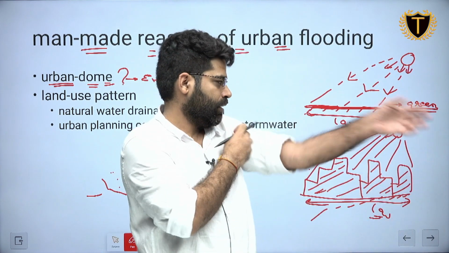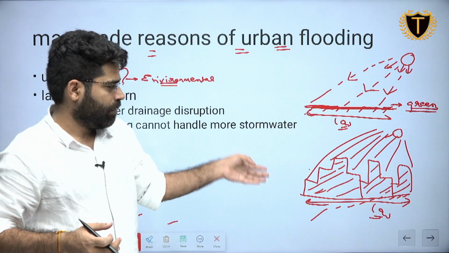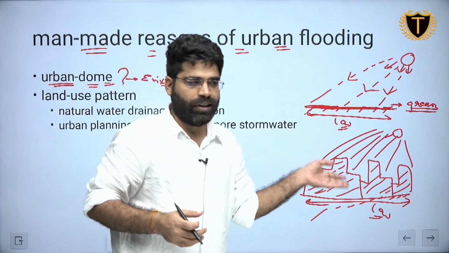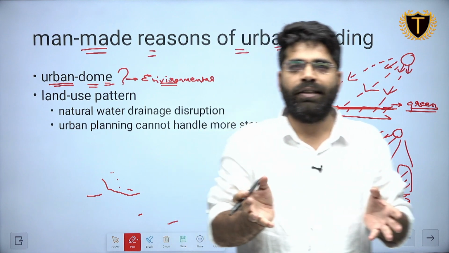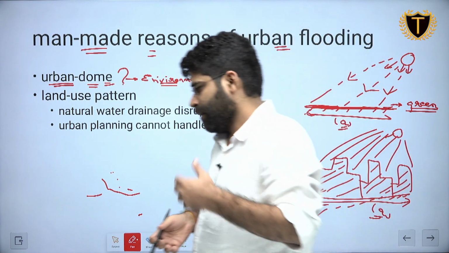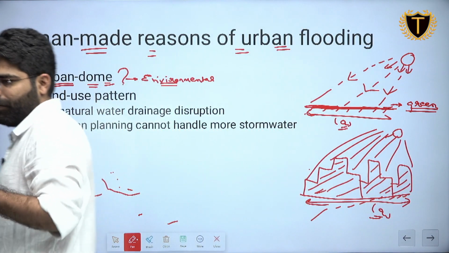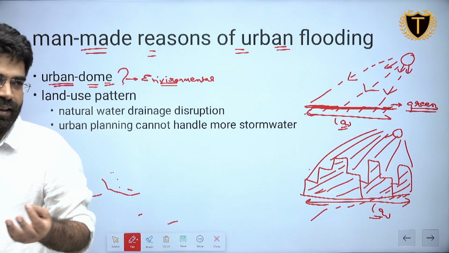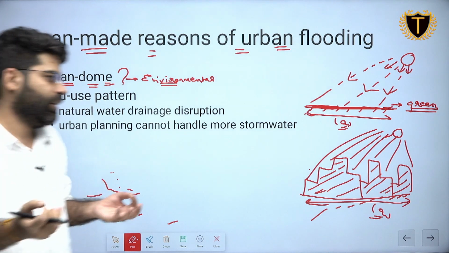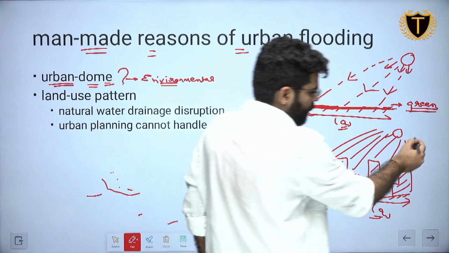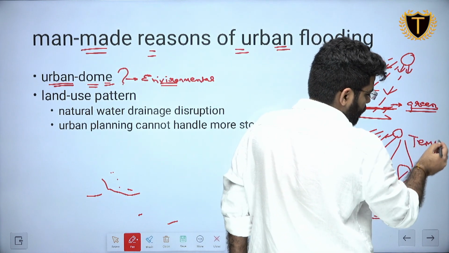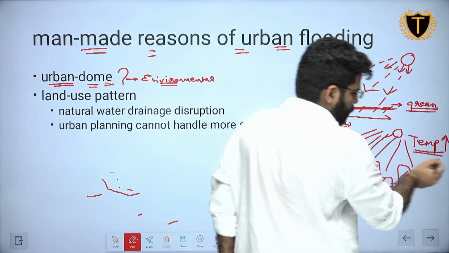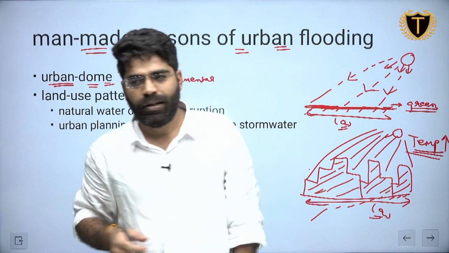Is it clear? Now this urban dome, what will it do? It will increase the more localized heat conditions. Now as we see, there would be more localized heat conditions which will do nothing but increase the temperature of that particular area. Clear?